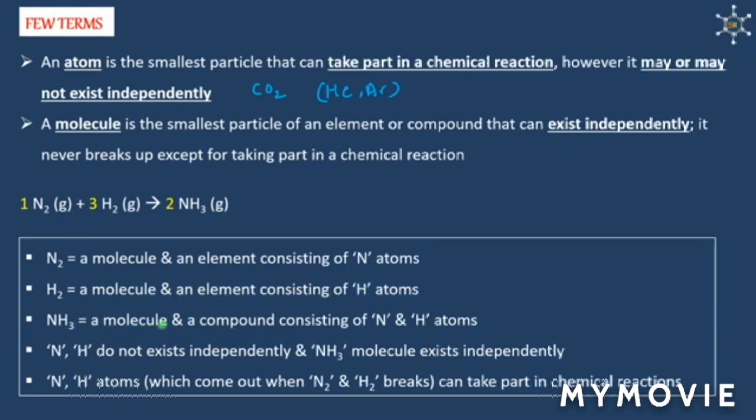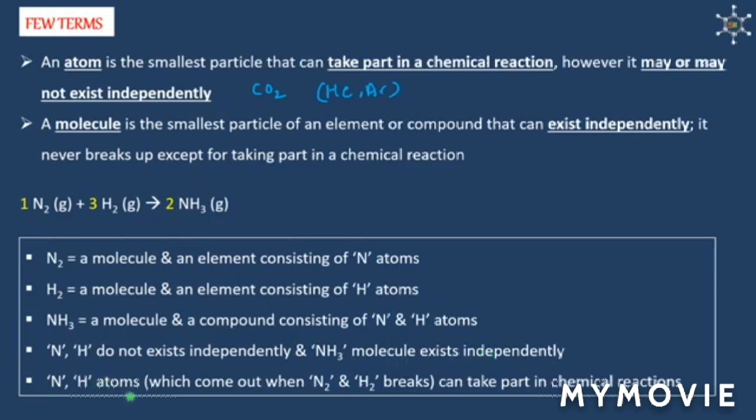Ammonia is a molecule and a compound consisting of nitrogen and hydrogen atoms. It is a compound because we have more than one type of atom in it. Nitrogen and hydrogen atoms do not exist independently, but the NH3 molecule can exist independently.